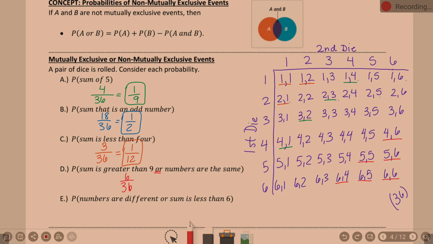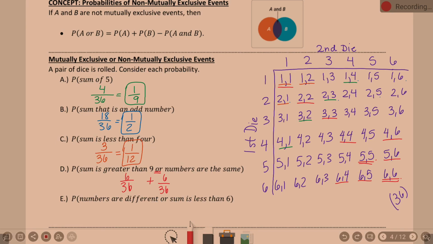And then it said or, numbers are the same. How many where numbers are the same? 6: 1, 2, 3, 4, 5, 6. So we're adding another 6 out of 36. What's the catch? There are 2 that are overlapping. 5 and 5, and 6 and 6 fell into both groups, yes?